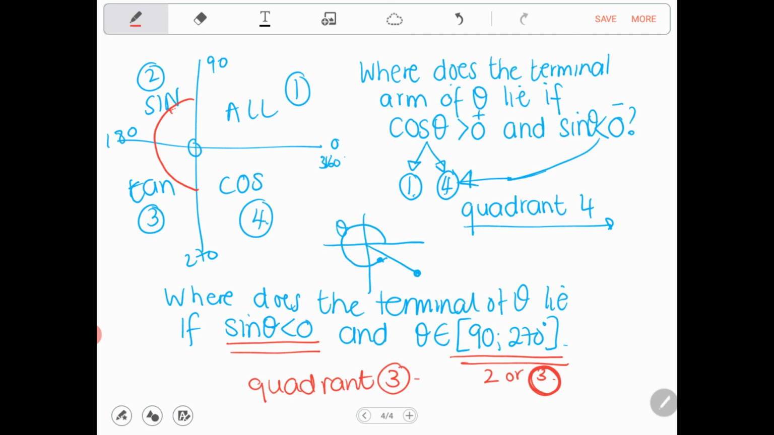Okay, so we've just basically been looking at where terminal arms lie given the signs of the ratios. And I'd like you to try some of those before we move on.